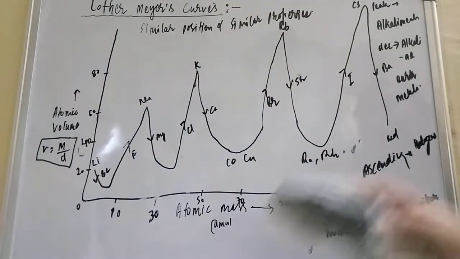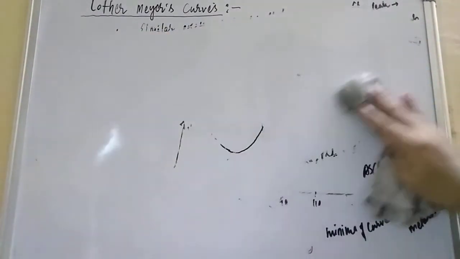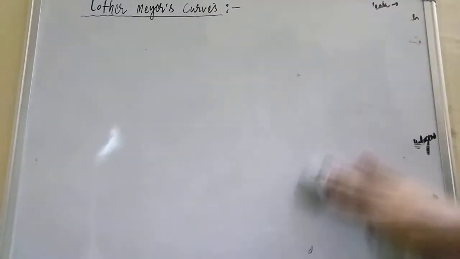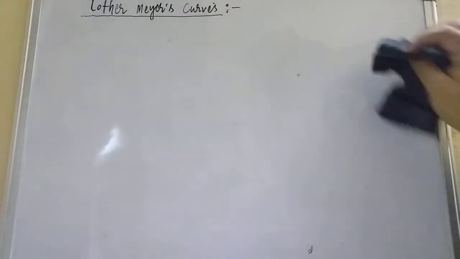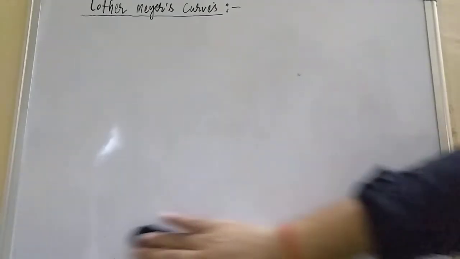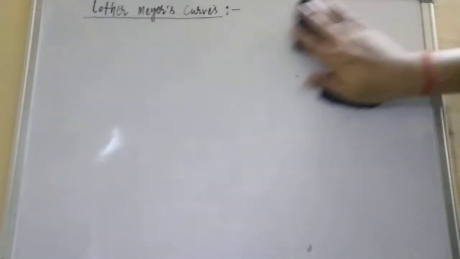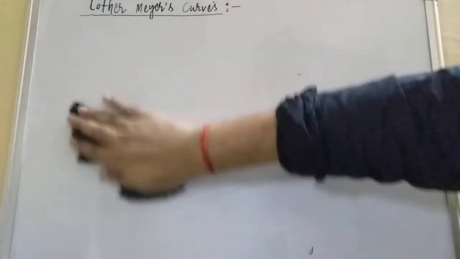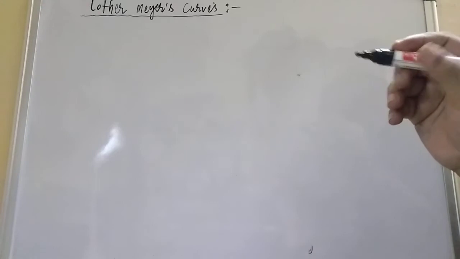Now if you want to know the principle of the Lothar-Meyer curve, you can write it and easily draw the curve. But in the curve, we have to give special emphasis that the peak should take the alkali metals, the descending order the alkaline earth metals, the ascending order the halogens, and the minima will take the transition metals.